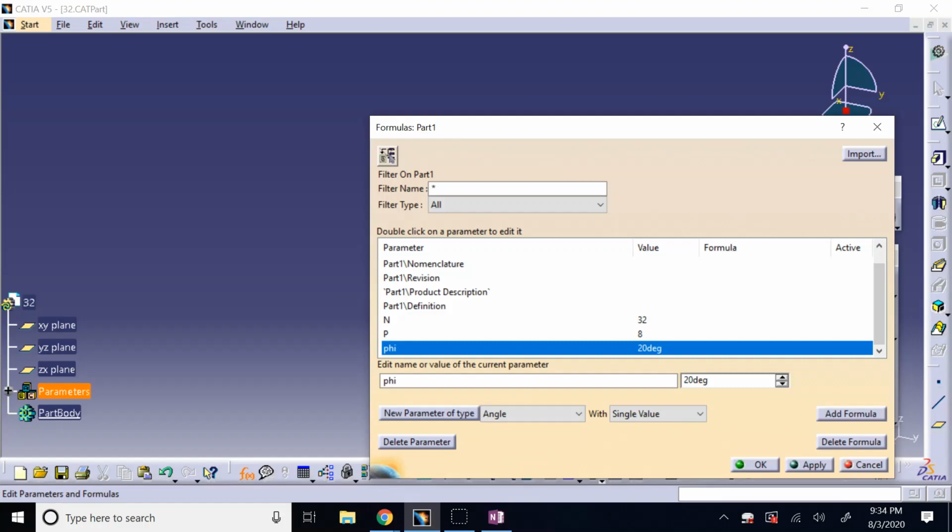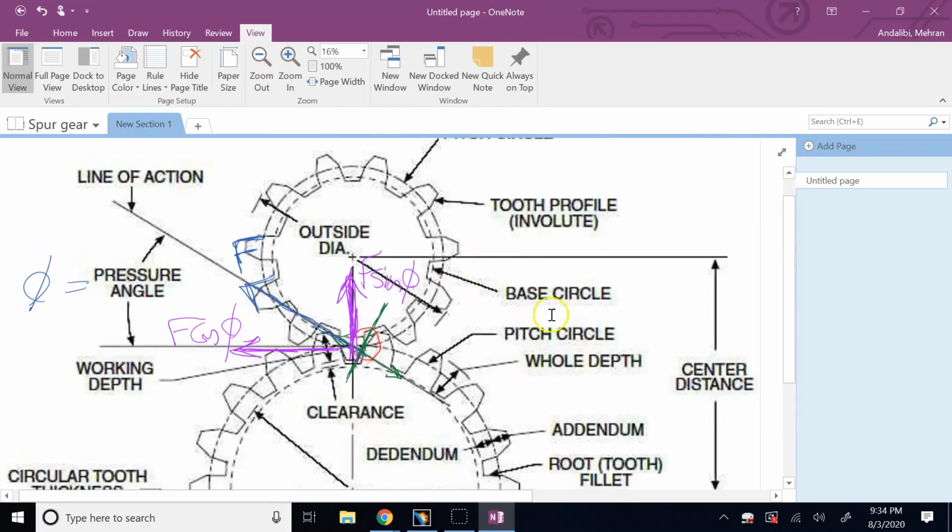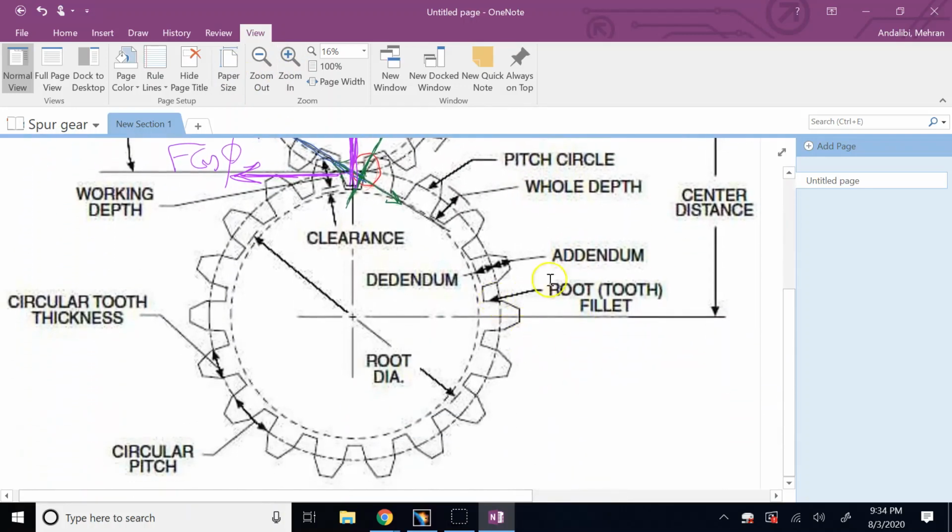And one other thing that we have is the base circle. In general, in a gear there are 4 major circles. What are these? If you look at this gear, as I said, there are 4 circles. One is this imaginary one that passes through the contact point. We call it the pitch circle.